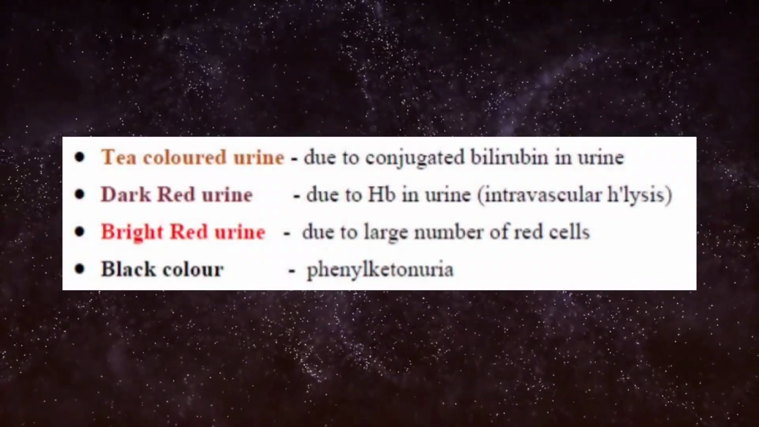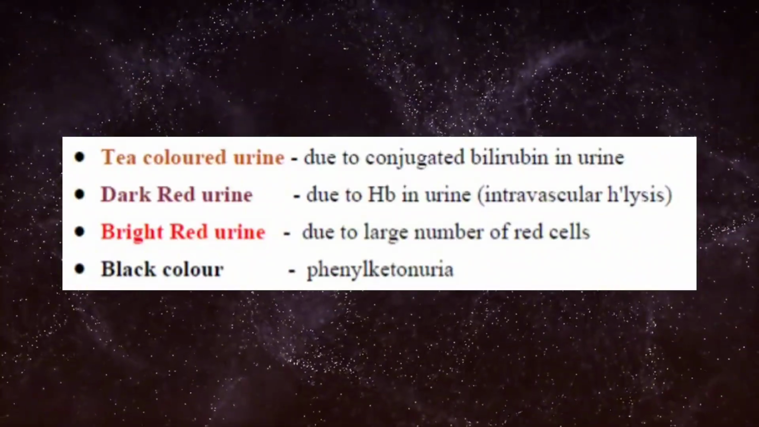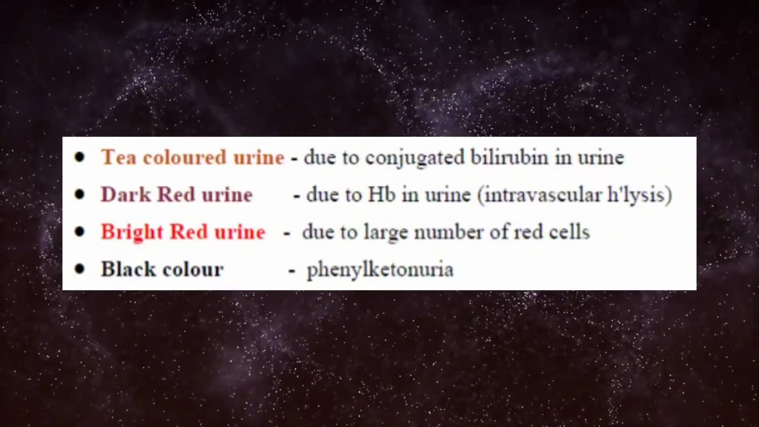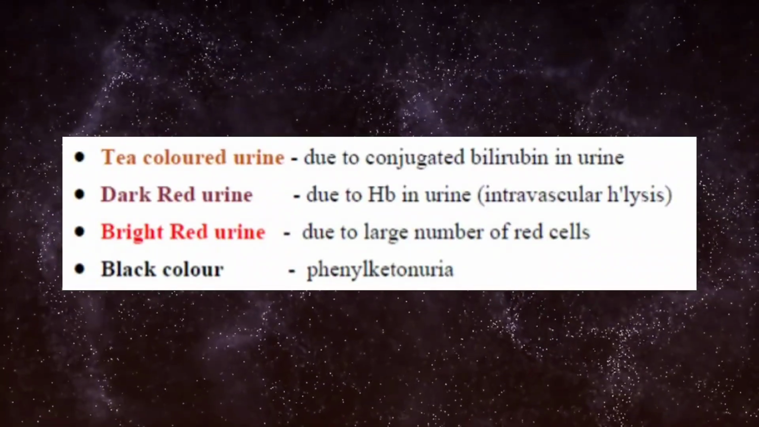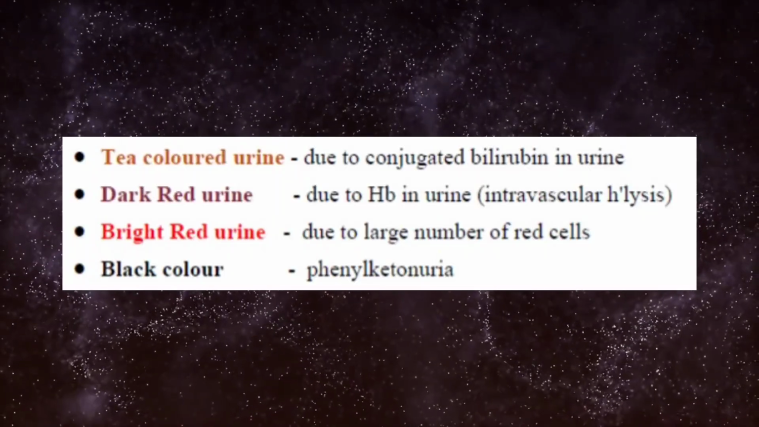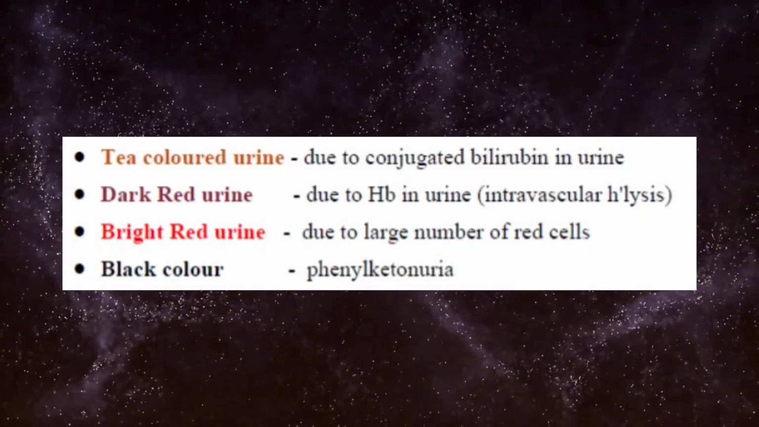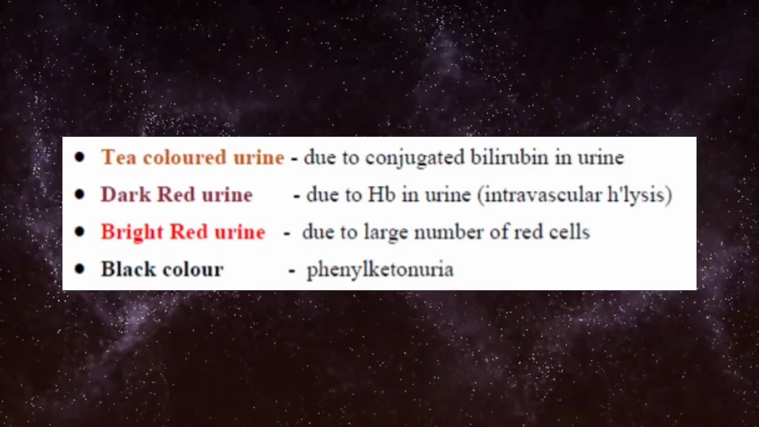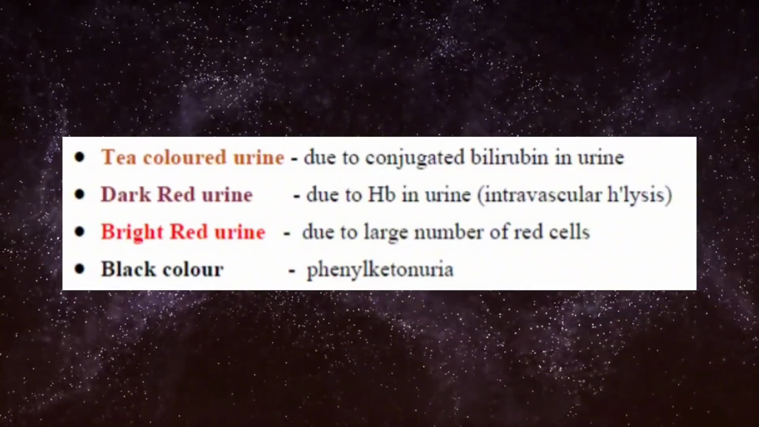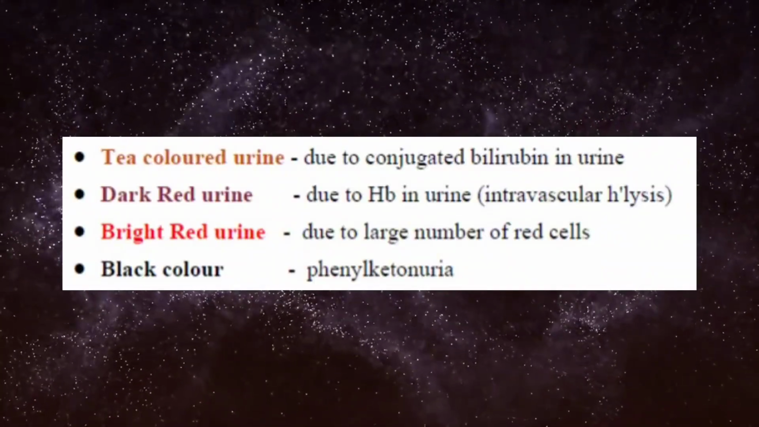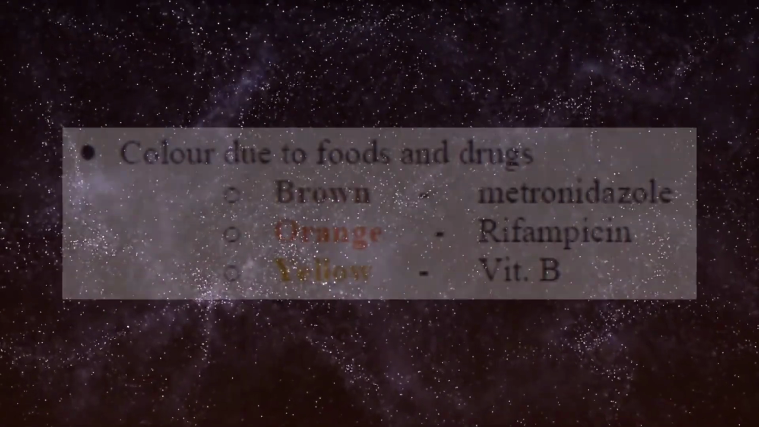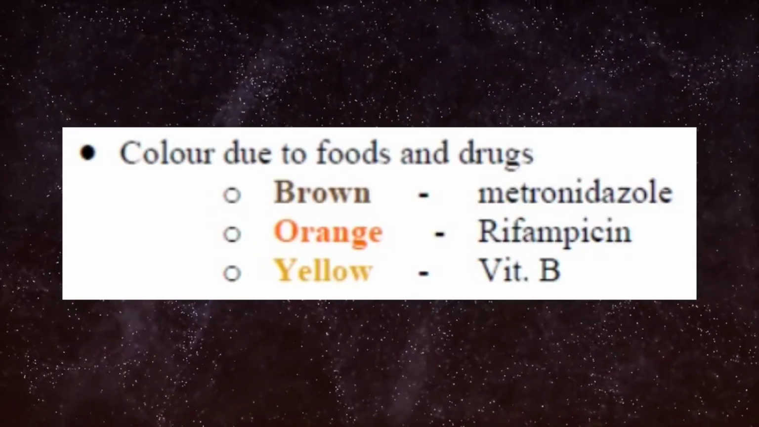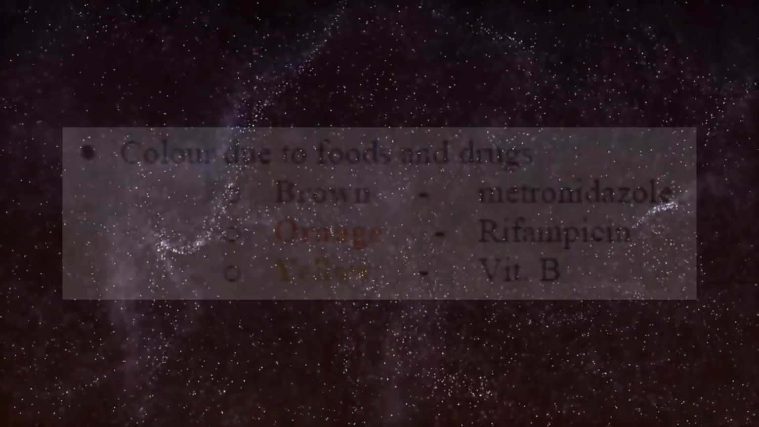Tea-colored urine is due to conjugated bilirubin in urine, in conditions causing obstructive jaundice. Dark red urine is due to hemoglobin in urine, in conditions causing intravascular hemolysis. Bright red urine is due to a large number of red blood cells in urine. Black color urine is seen in phenylketonuria. Ingesting certain drugs and foods can give rise to different urine colors as well.